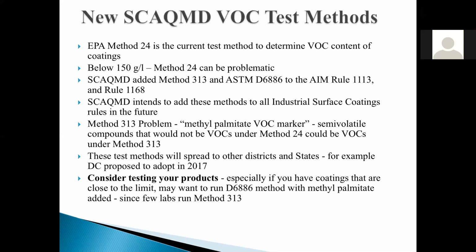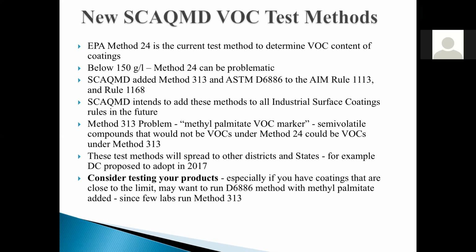In the past, there has been criticism of EPA Method 24. When you get down to very, very low VOC coatings, you could actually get a negative number. So the new methods, South Coast Method 313 and ASTM D6886, are better for looking at waterborne or low VOC coatings. There is a problem, though, at least from our perspective. South Coast method, we believe, redefines what VOC is. They have a VOC marker, and that marker is methyl palmitate.